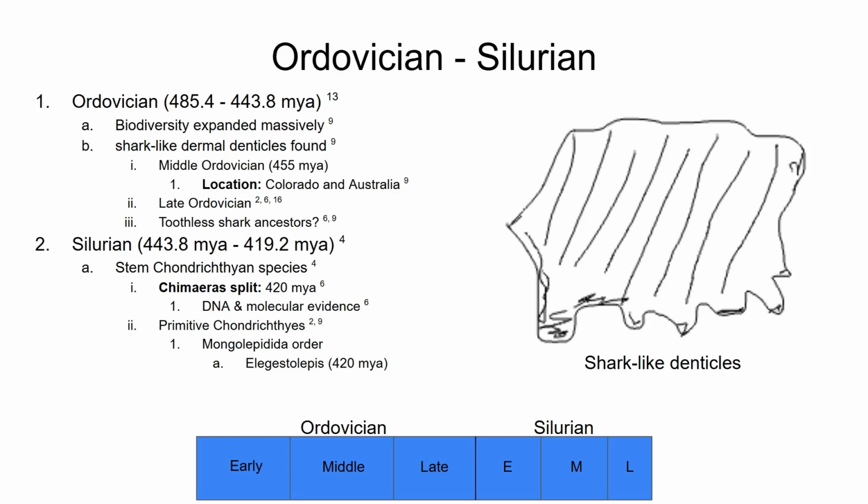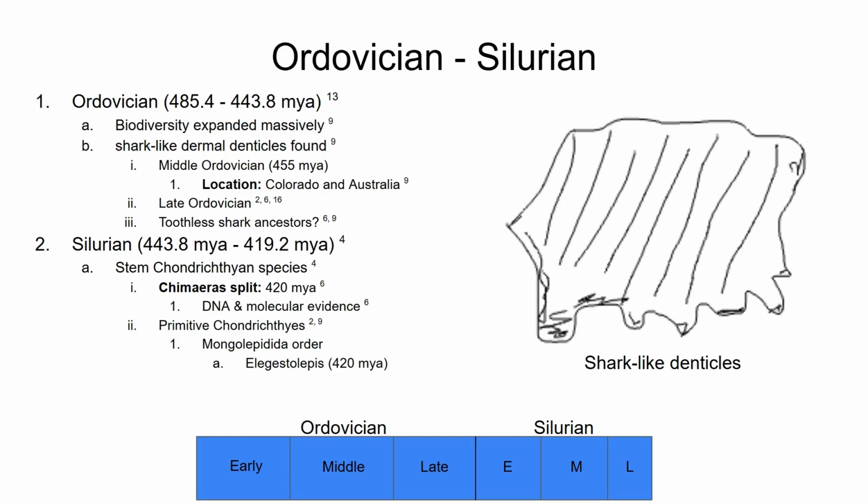When did Chimaeras split from the stem Chondrichthyes species, and what evidence points to this? Did any primitive Chondrichthyes appear? First, Chimaeras split from the stem cartilaginous fish class around 420 million years ago. The gathered DNA and molecular evidence from modern-day sharks and chimeras point to this being the case.